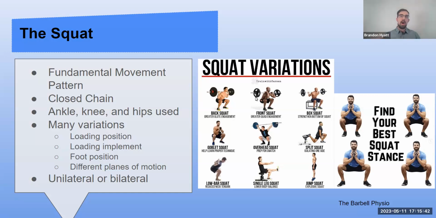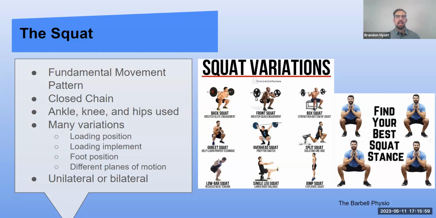Furthermore, a squat is a closed chain exercise, and that is when the distal end is fixed and the proximal body moves around the distal end to overcome the resistance. In this case, the distal end is the foot, the proximal body are the glute muscles, the quads, and a lot more. And we could see the 3 main lower body joints are used.